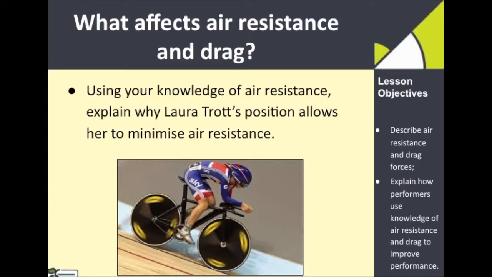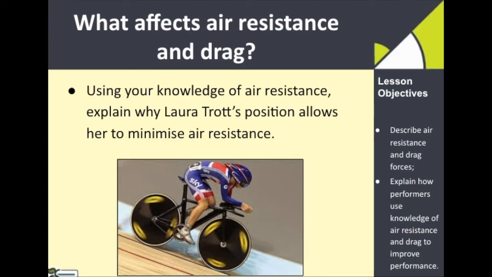Right, having watched that image of Peter Sagan accelerating down the hill with very little effort, what I would like you to do now is pause the video and see if you can use your knowledge of air resistance to explain why Laura Trott's position in this image allows her to minimise the air resistance. When answering this question, make sure you reference the velocity, the front cross-sectional area, the surface characteristics of the clothing she's wearing, and also the streamlined effect.